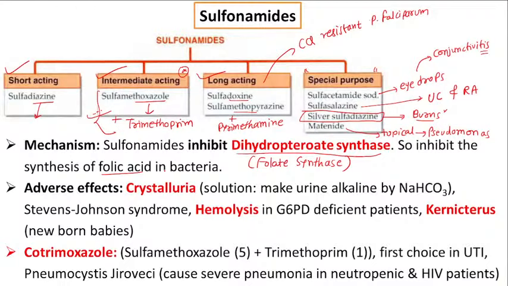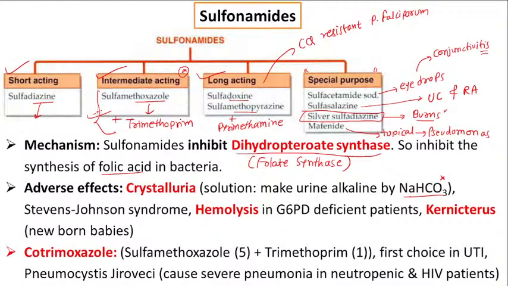So what is the solution for crystalluria? The solution is by alkalinizing the urine. So you can make the pH of the urine alkaline. How do we make the pH of urine alkaline? By giving NaHCO3. So NaHCO3 is the treatment for crystalluria. If someone asks you how crystalluria is treated, it is treated by giving NaHCO3 solution or by making the urine alkaline.